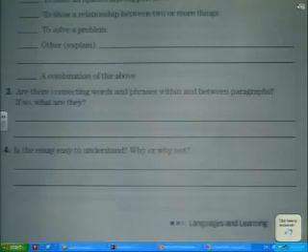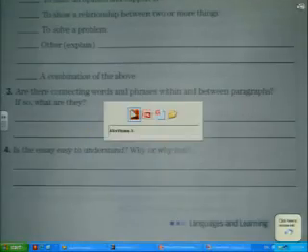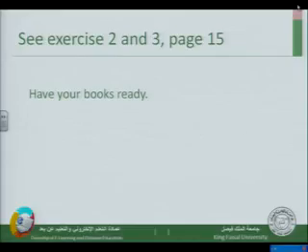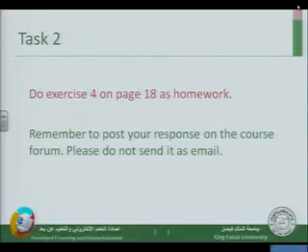Now, let's go to our last slide here, right? And that is task 2, and that's where you are supposed to do exercise number 4 on page 18 as homework. Now, remember to post your response on the course forum, and please do not send it as email. I'm going to repeat this message every time we give you a task. So please post your responses on the course forum and not send it by email. Try to do this as best as you can.